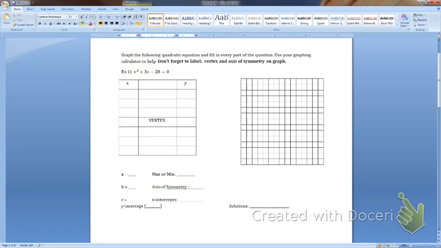So it says we are supposed to be graphing. So remember, if we are graphing, the first thing we need to do is find the vertex. And if we look here, there's a box that has been labeled vertex. So there's a box there labeled vertex, and we're going to be using that box to help us.